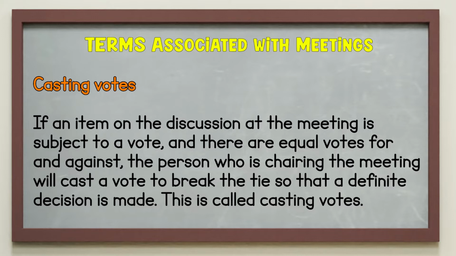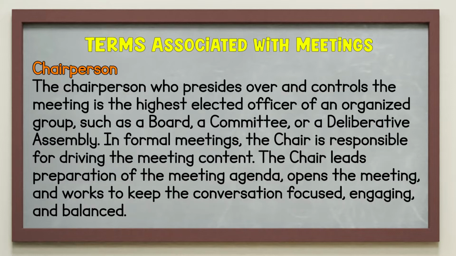Casting vote. If an item under discussion at the meeting is subject to a vote, and there are equal votes for and against, the person who is chairing the meeting will cast a vote to break the tie, so that a definite decision is made. This is called a casting vote.